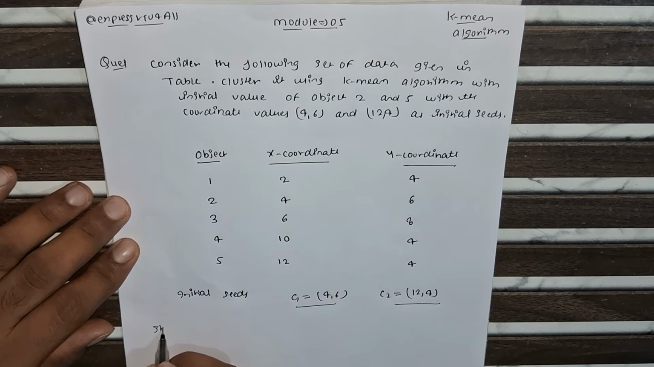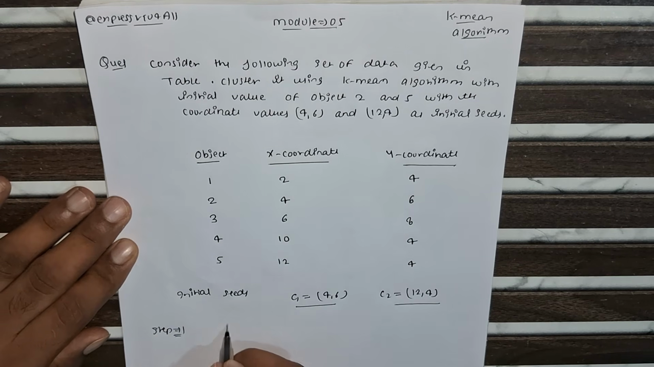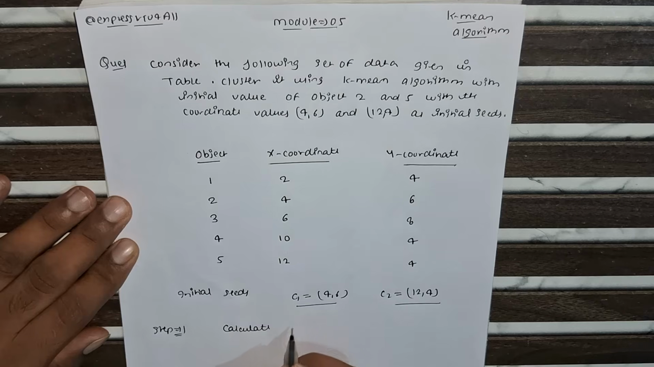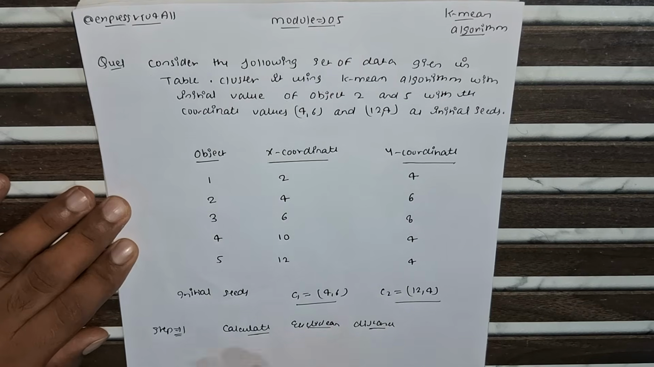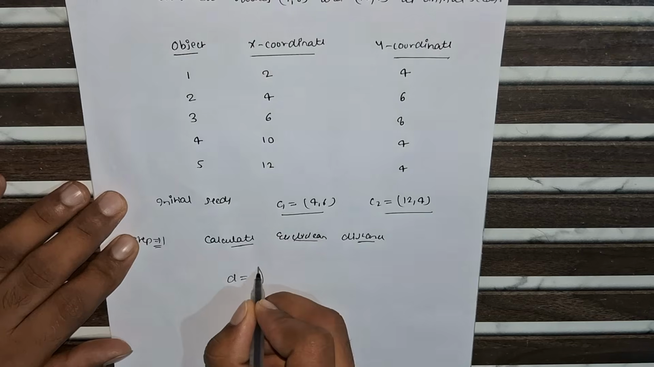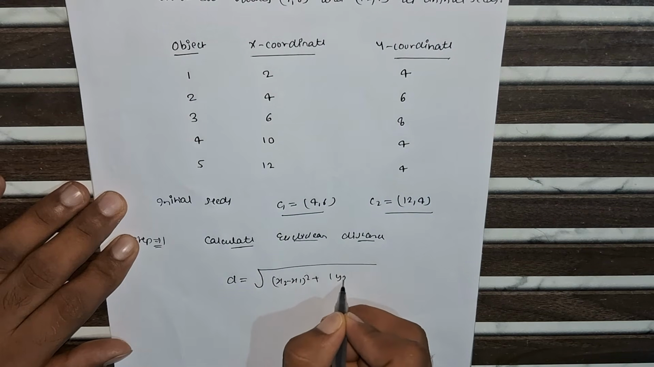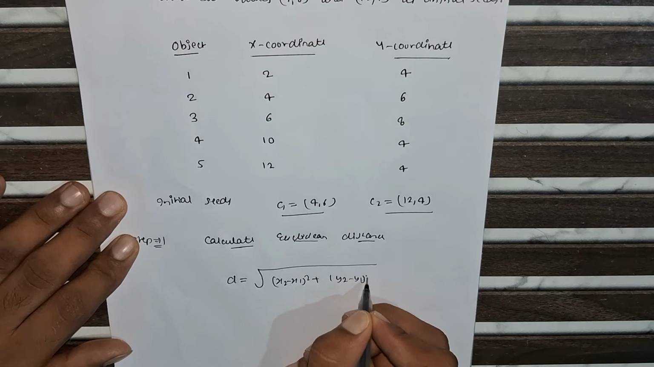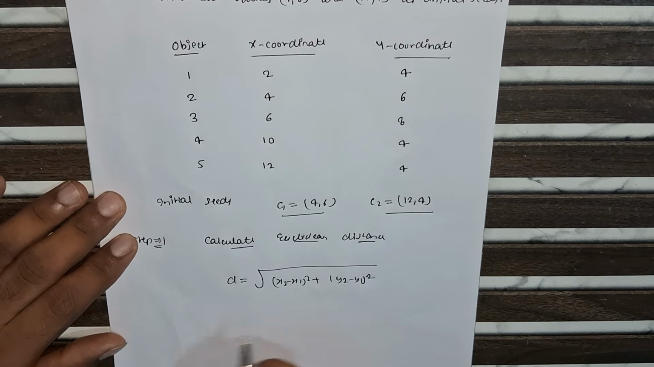So now our step 1 is, first we calculate the Euclidean distance. The formula is d equals under root (x2 minus x1) whole square plus (y2 minus y1) whole square. So now with the help of this formula we will form the clusters with the help of iterations.